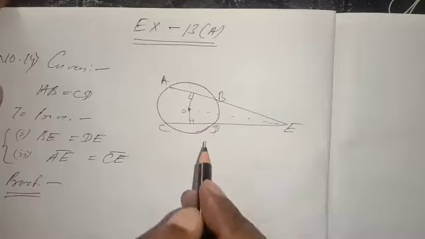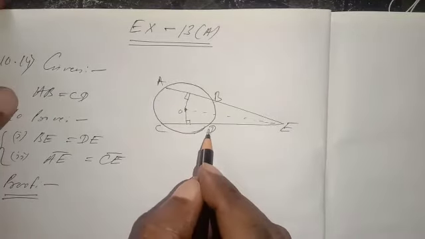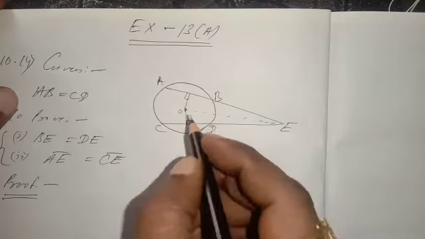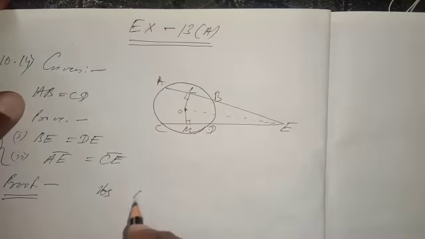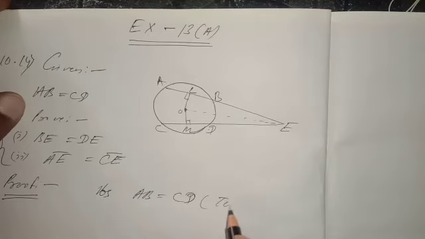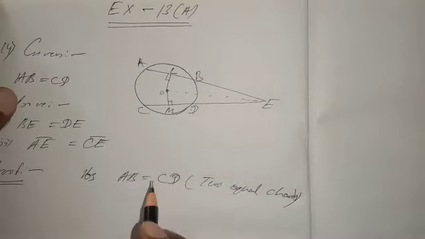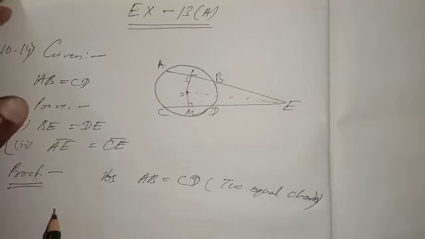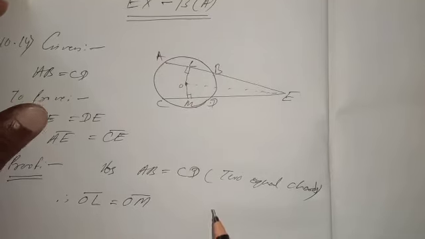Whenever two chords are equal in length, that means they will be equidistant from the center. As AB is equal to CD, two equal chords, that is given in the question. Whenever two equal chords are there inside the circle, they are equidistant from the center. Therefore, OL is equal to OM. This is the condition: equal chords are equidistant from the center.